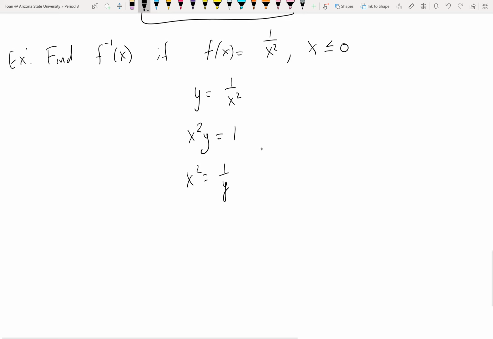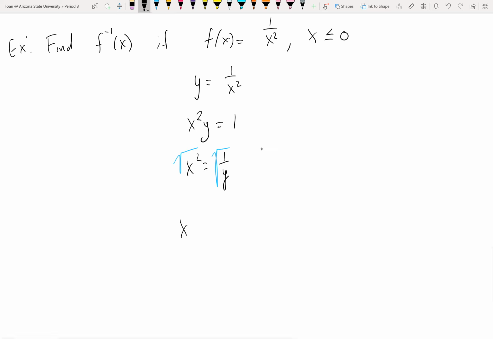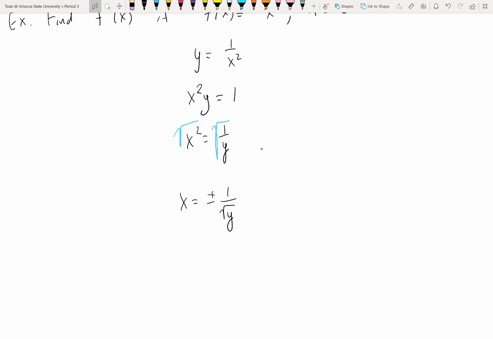And to solve for x, to get rid of a square, we square root. But we are solving an equation. We are manipulating equations. So whenever you take a square root, your answer will be plus or minus. Right. Then the last thing I want to do, since it's not a word problem, swap the variables.